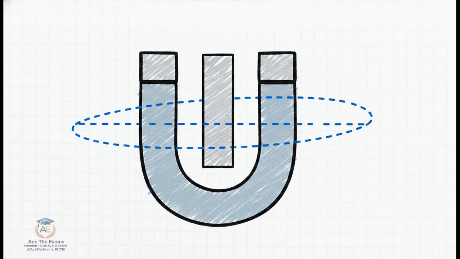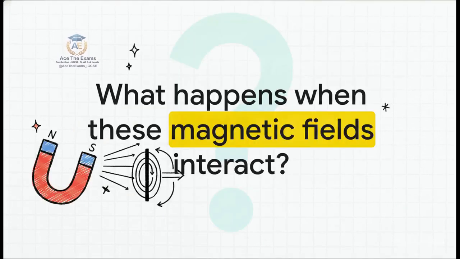Crucially, and this is a word you must highlight in any exam question, the foil is placed at a strict right angle to the magnetic field lines running between those poles. So here is the question that trips up so many candidates. What exactly happens when the current is switched on and these two magnetic fields interact? Remember, Ørsted proved the current creates its own magnetic field.